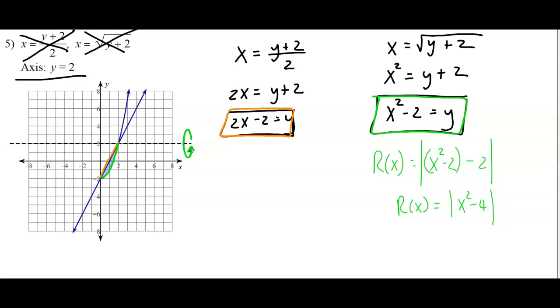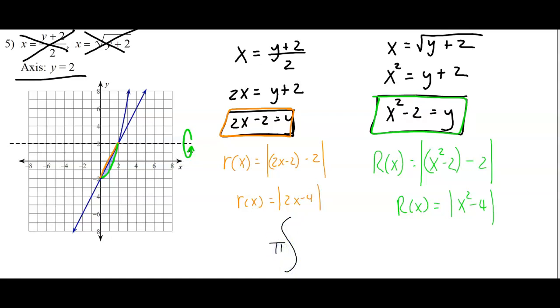Let's go ahead and find the little radius. My little radius is going to be the absolute value of the equation of the orange line, because it's closer to the dotted line, minus the equation of the axis of rotation. And that would give me a little radius of that. Once we have that, we're ready to go ahead and set up our integral.